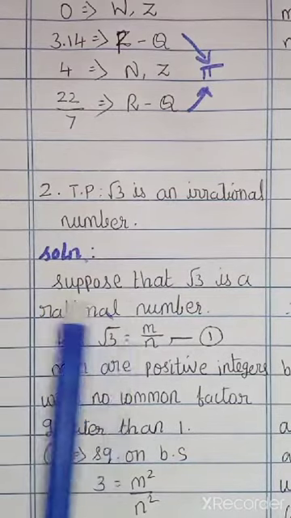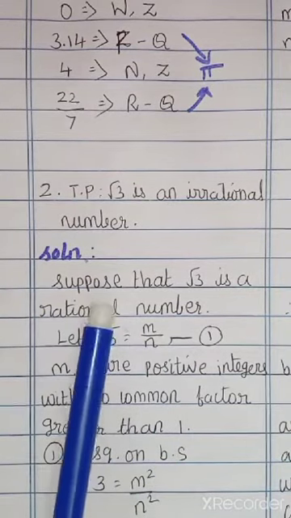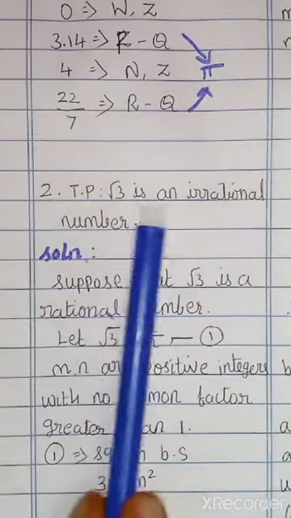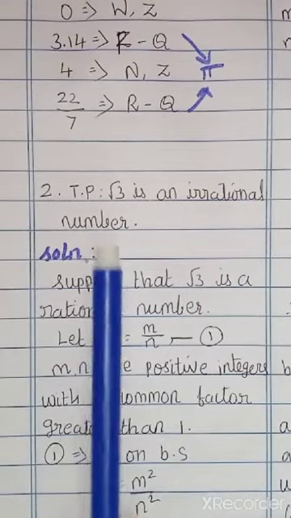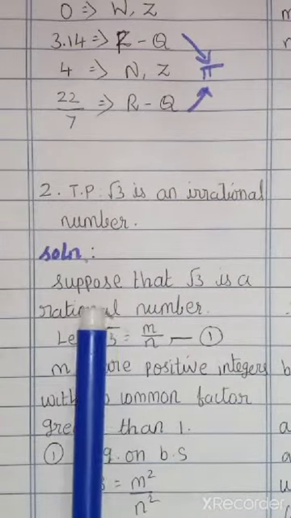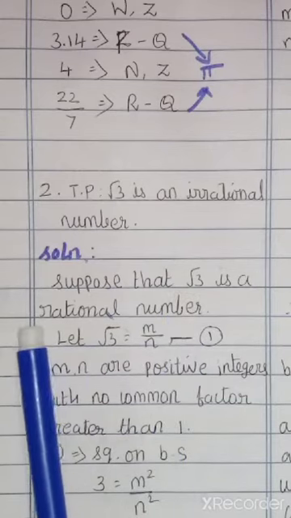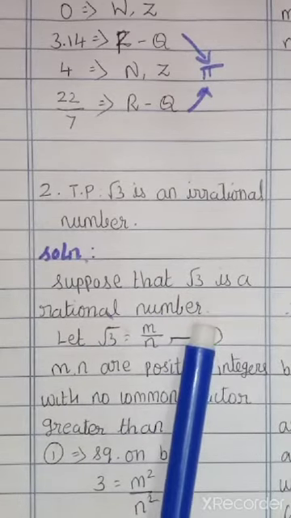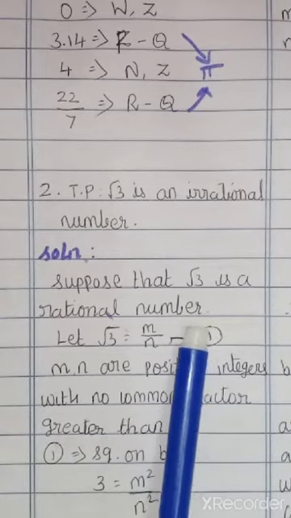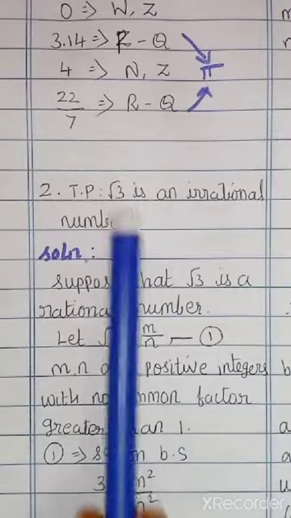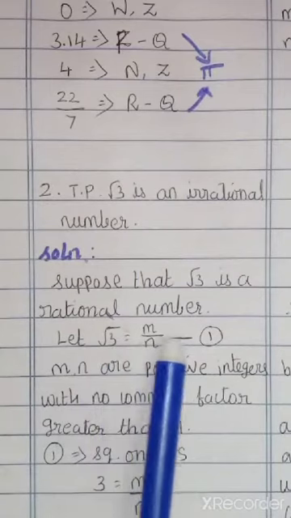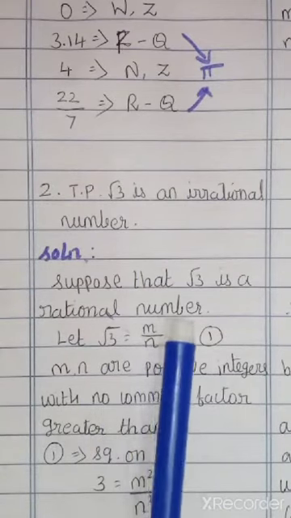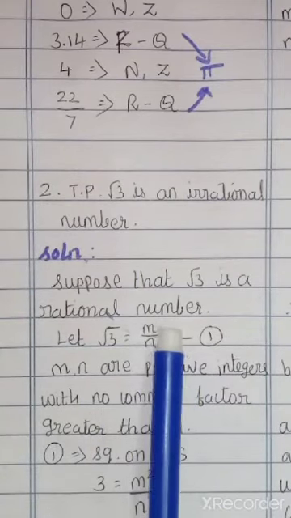Let's see the solution. We are taking a contradiction. What we want to prove is that root 3 is an irrational number, but we are taking it as a contradiction. Suppose that root 3 is a rational number. So a rational number, how will it be? P by Q format, correct? So we can take root 3 equal to m by n. Any number, any constant, that's why we are taking m by n.